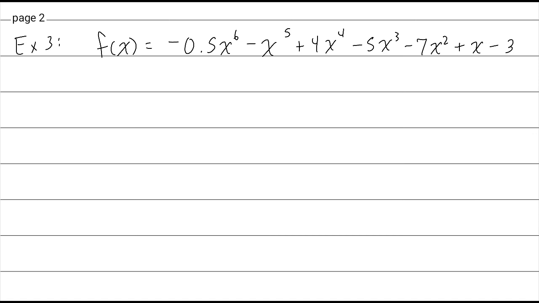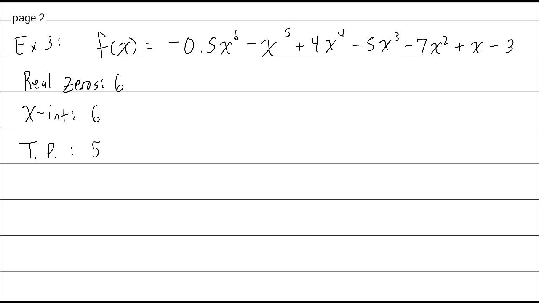So, things that I know. The maximum number of real zeros is going to be 6. The same thing is true about x-intercepts. The number of turning points, TP, not toilet paper, but turning points, would be 5. Okay?